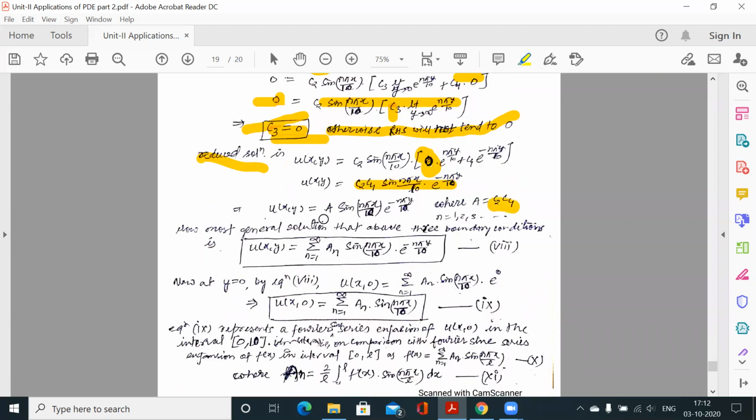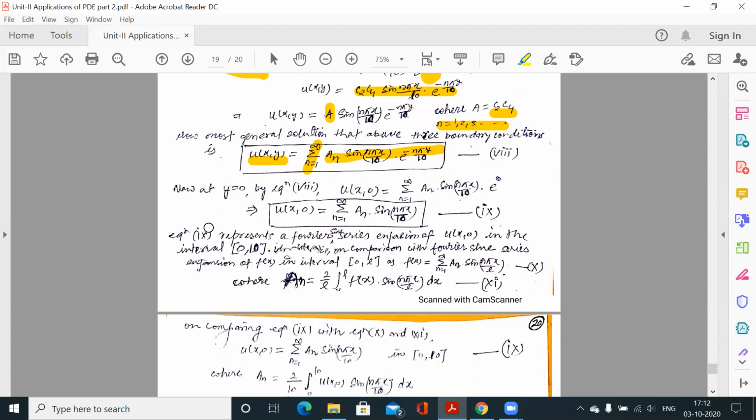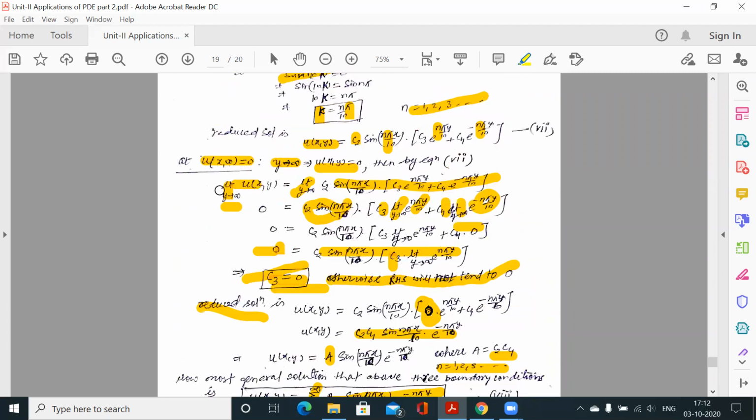Again, c2, c4, we have written this as A, because we have different possibilities for n. So now I have added all the possibilities, because the linear combination of all the solutions is again a solution of the homogeneous equation. So u(x, y) is equal to the summation of a_n times something. This is the third condition.